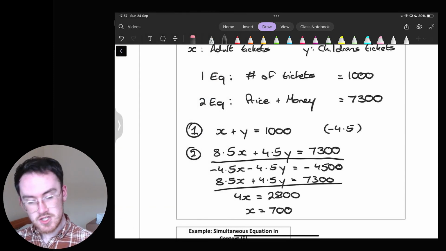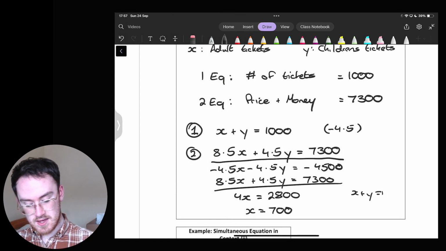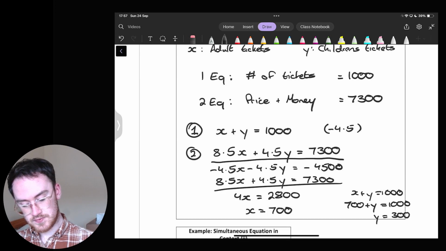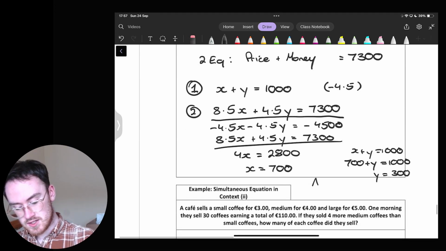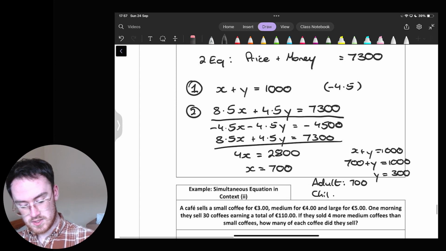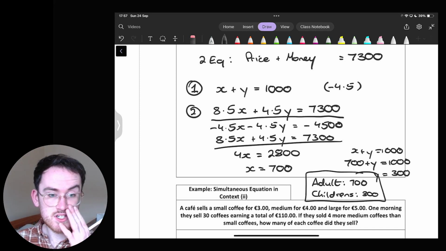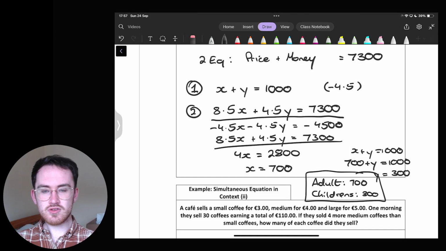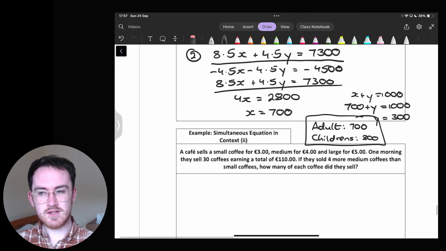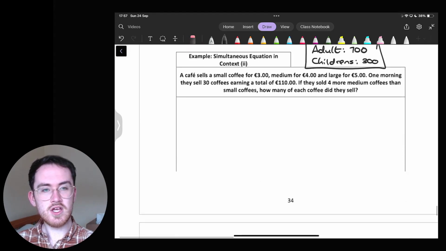Okay, so x is 700, that's the number of adult tickets. We know x plus y is 1,000. So 700 plus y is 1,000, which means that y is 300. So let's just make a little note here then as well. So the adult tickets, we had 700. The children's, we had 300. Okay, so that's our general idea that we're going to be following with all of these questions, and it doesn't matter whether it's 2 variables, 3 variables, that kind of reveals itself to us as we go through the questions. So let's look at another example.